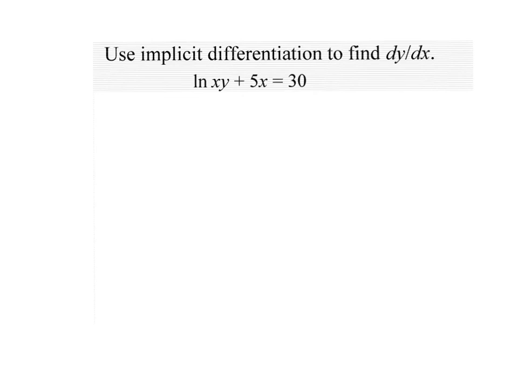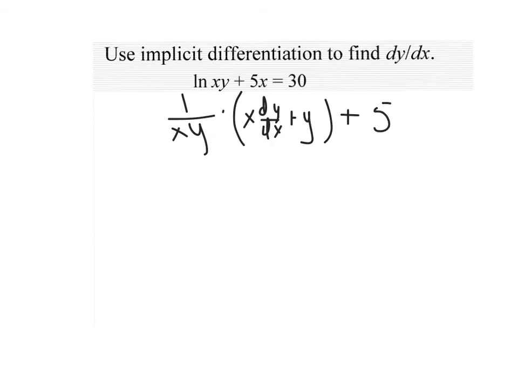Okay, so if we take the derivative of ln of xy, it's 1 over xy times the derivative of xy, which means you have to use the product rule. First times the derivative of the second is dy dx, plus the second times the derivative of the first, which is 1, plus the derivative of 5x, which is 5, equals, what's the derivative of 30? That's right, it's 0.